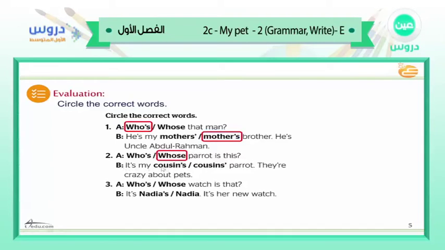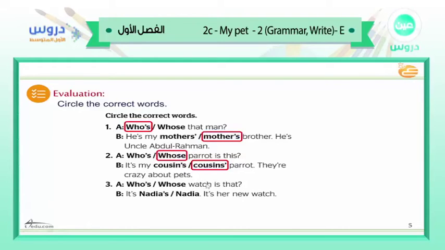B, it's my cousin's or cousins' parrot. They are crazy about pets. So I'm saying here they are. I'm talking about my cousins. So there are 2, 3, 4, 5. So it's plural, not only one cousin, many cousins. So what do you think? Which one? Excellent, this one. Okay.